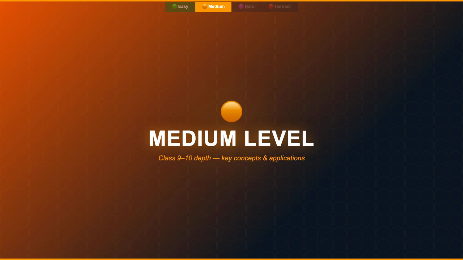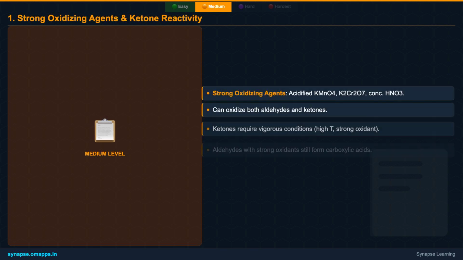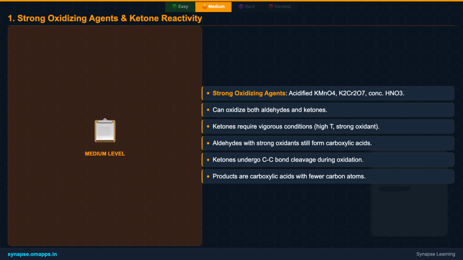Alright, let's move up a notch to the medium level. We'll delve deeper into stronger oxidants and the intriguing behavior of ketones. Beyond the mild reagents, there are strong oxidizing agents like acidified potassium permanganate or dichromate and concentrated nitric acid. These are powerful tools in a chemist's arsenal. Unlike the mild agents that are selective for aldehydes, these strong oxidants can tackle both aldehydes and ketones. But beware, they come with a catch.